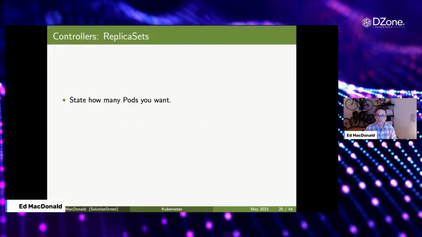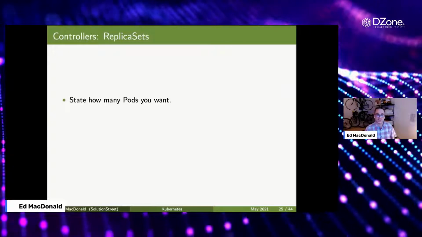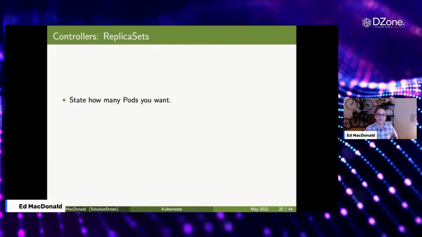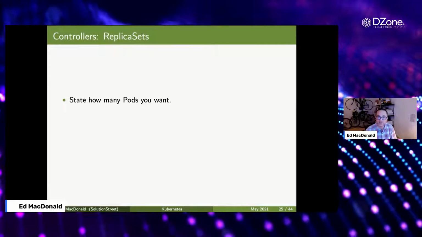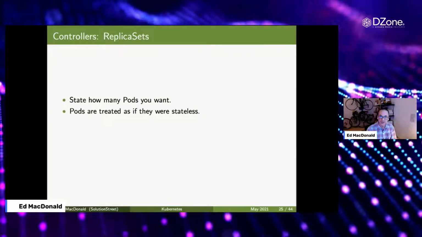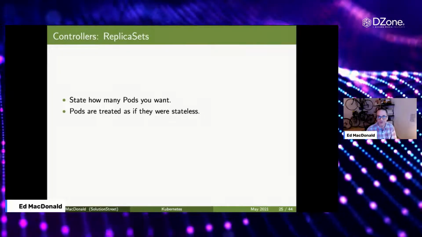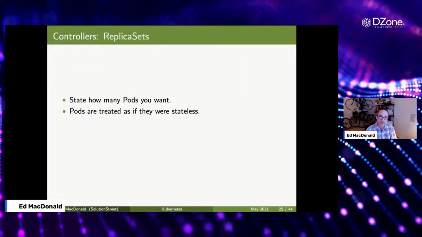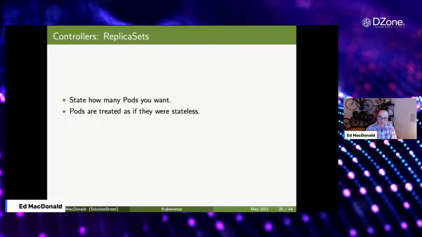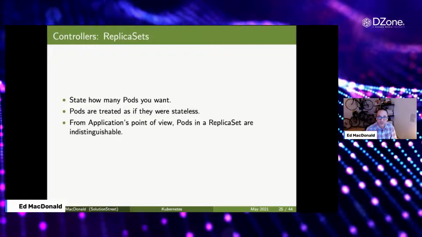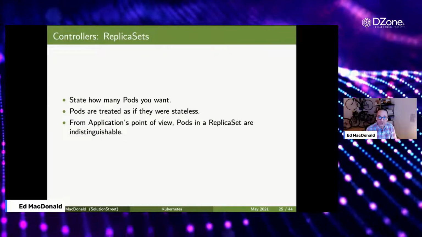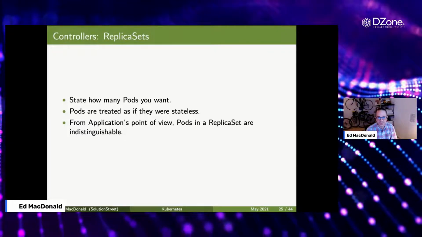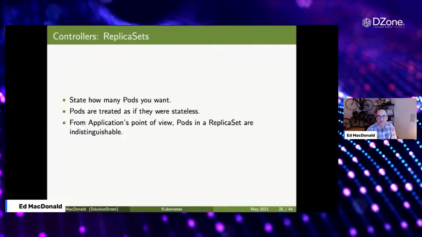So the first controller we'll talk about are ReplicaSets. ReplicaSets allow you to state how many pods you want, like I already mentioned. This is the important bullet here. Pods are treated as if they were stateless, so a ReplicaSet is a way for managing pods in a stateless application. From the application's point of view, all pods in a ReplicaSet are indistinguishable, and that's essentially just restating bullet number 2. That's what I mean by stateless.